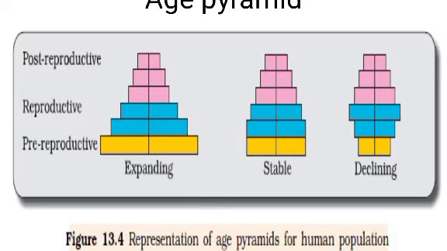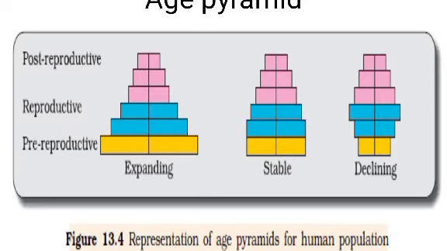Now if you see the second one, that is the stable population. Why do we say it is a stable population? Here both the pre-reproductive age group and the reproductive age group are similar. Their number is similar. That means they are not going to increase the population, because as they are similar in size, the population will not be increasing, nor can it decline. It can remain stable.